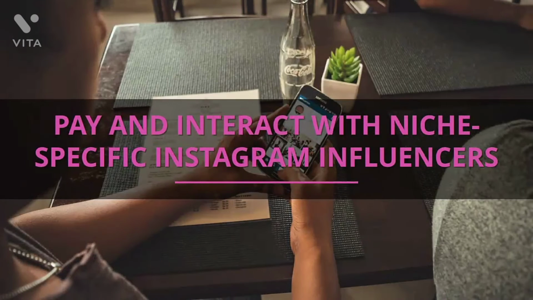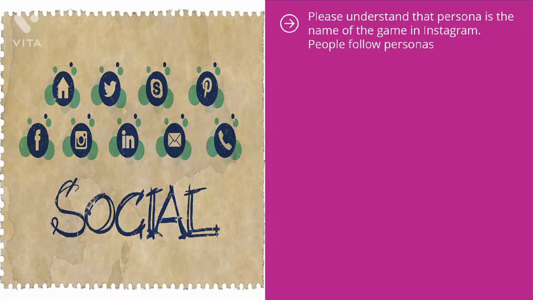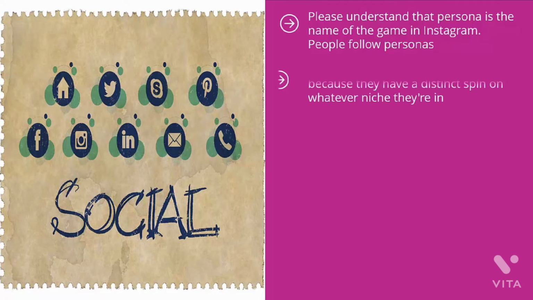Pay and interact with niche-specific Instagram influencers. Please understand that persona is the name of the game in Instagram. People follow personas. They're not following just because somebody has nice pictures. Most people can do that. Most people can manage to post nice pictures every once in a while. Instead, they're following personas because they have a distinct spin on whatever niche they're in. They have a distinct personality. They have a distinct point of view. Whatever the case may be, it has elements of some sort of cult.